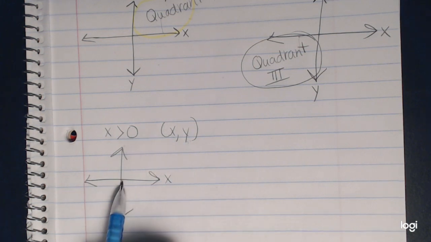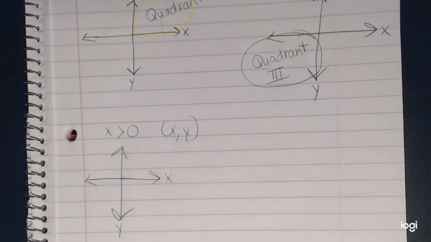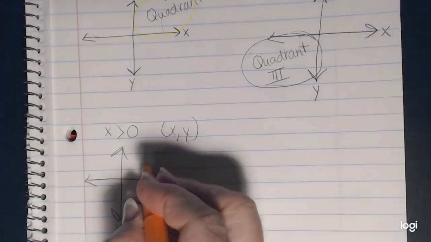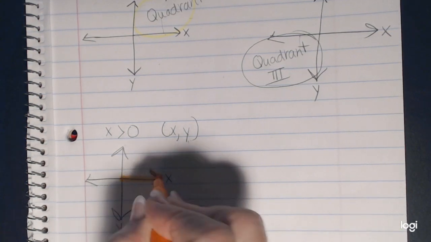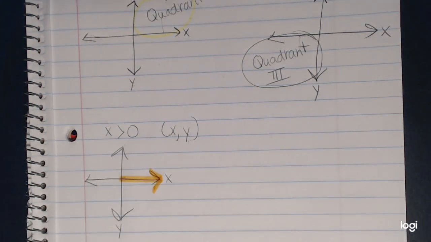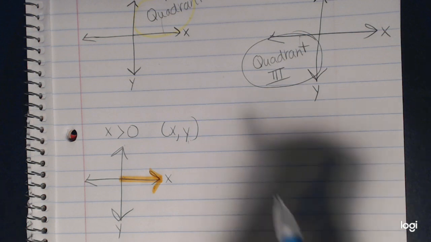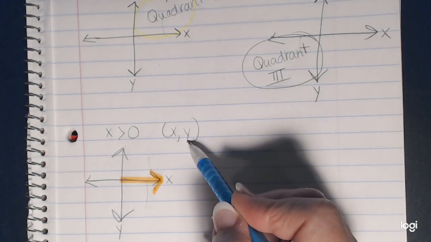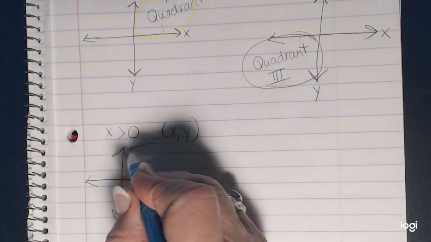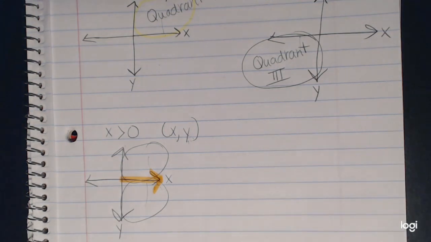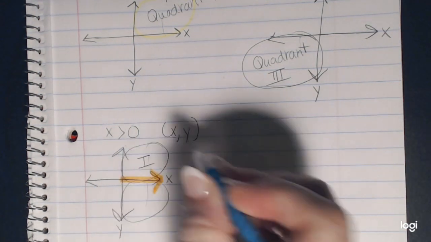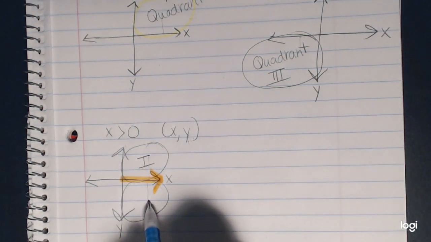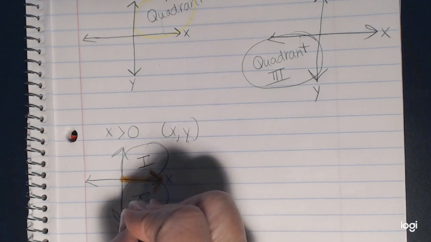Well, if I'm going to be on the x-axis and I'm moving in the positive direction, that means I'm going to be going this way. So now let's see my y. I can either go positive or negative because I didn't specify. So that means we could have landed in either one of these quadrants. 1 and what's this one? You are right, quadrant 4.